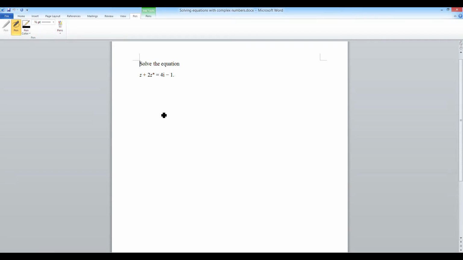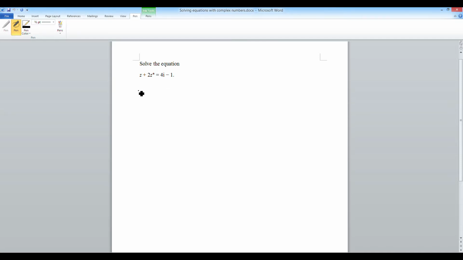Hello, let's take a look at complex numbers and solving equations with complex numbers. In this particular problem, we're going to work with the complex conjugate. So we see here that we have z plus 2z, and this little symbol here indicates that this is the conjugate, is equal to 4i minus 1.